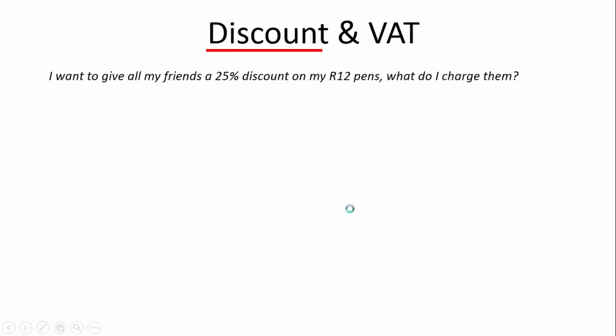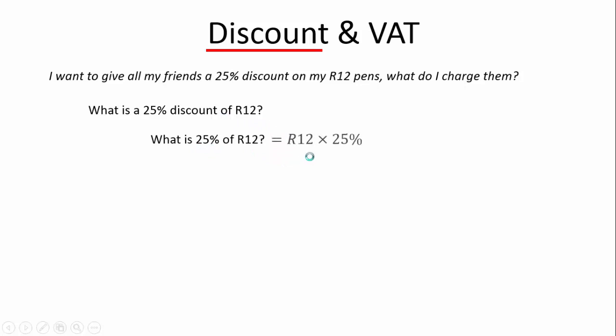So I want to give my friends 25% discount on my 12 Rand pens. So I want to give them a 25% less of my 12 Rand for my pens. How much do I charge them? So what is 25% discount of 12 Rand? That is 25% of 12 Rand, which is 12 times 0.25. Which you can probably quite easily see that that's a quarter of 12, and that is equal to 3 Rand.